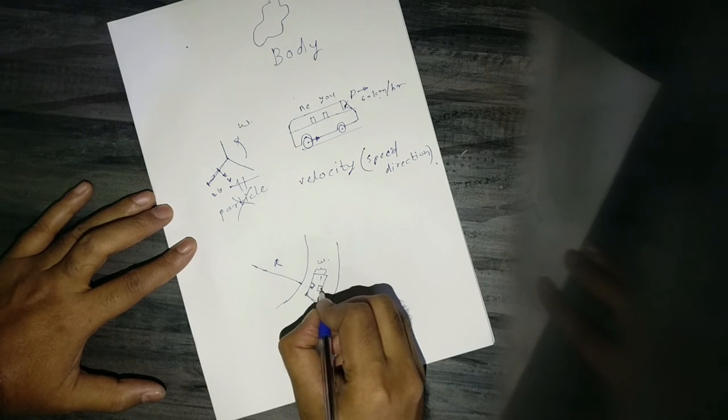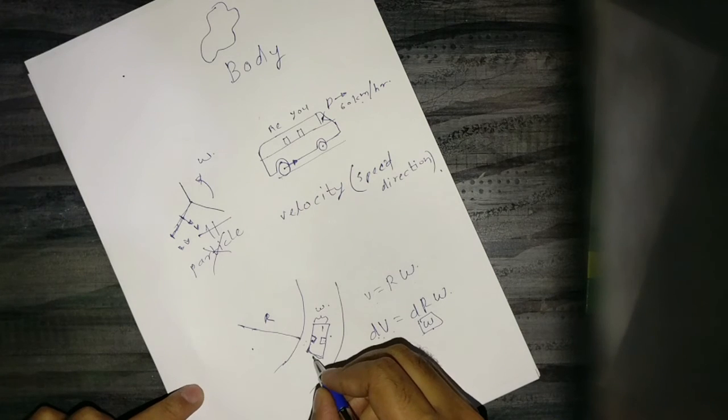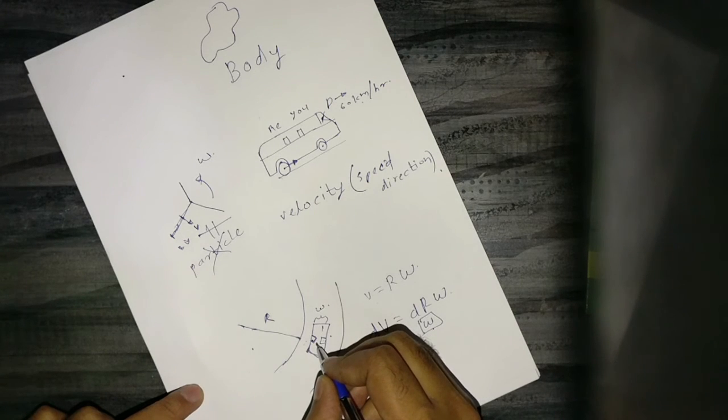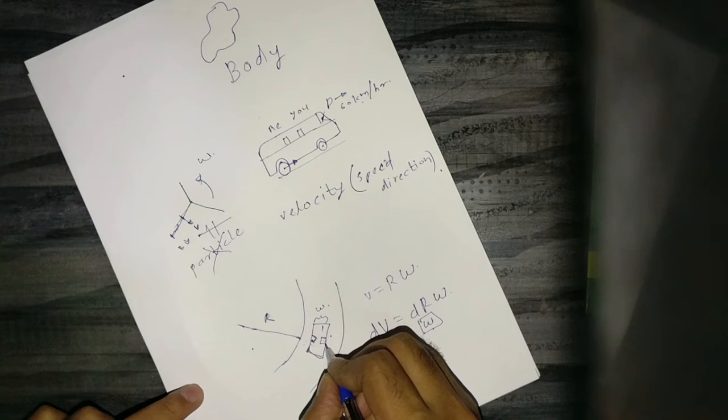Obviously you're going to have less velocity compared to me. So ideally this bus moving along the curved surface cannot be assumed as a particle, since you sitting on the inner side have a different velocity than me sitting on the outer side.